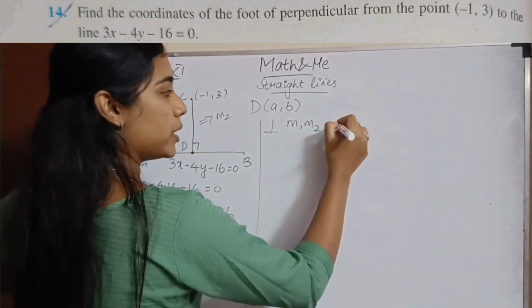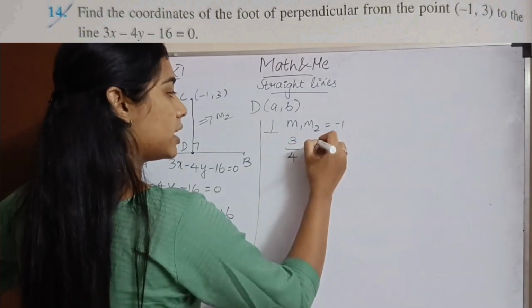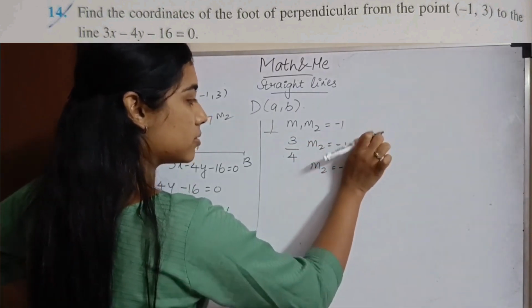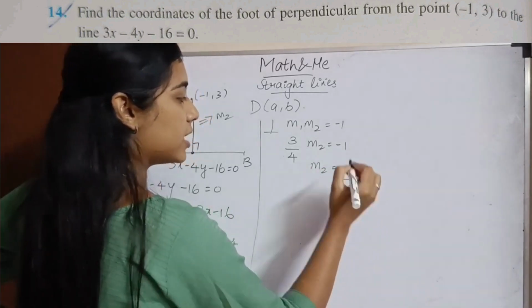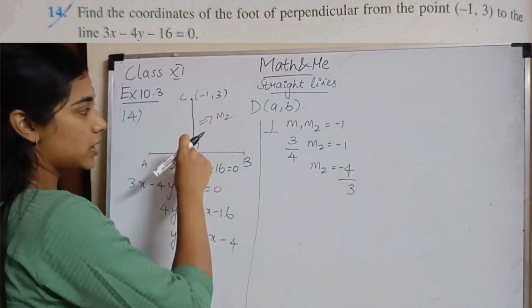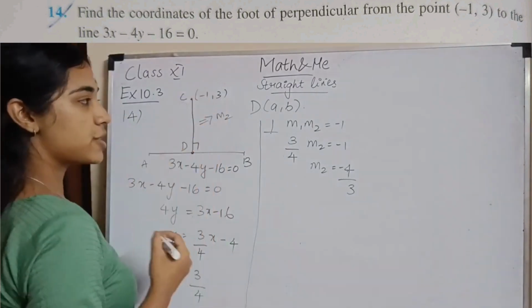m1 times m2 equals -1. What is your m1? 3 by 4. m2 equals minus 1, so m2 equals minus 4 divided by 3. So now you know the slope of this particular line and you have a point, right? So what is the equation of this particular line?